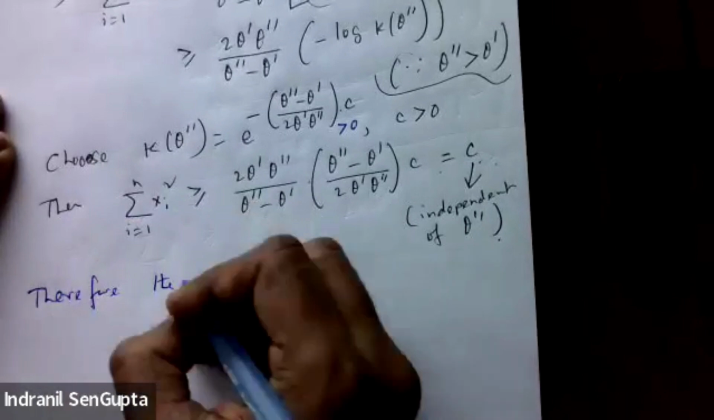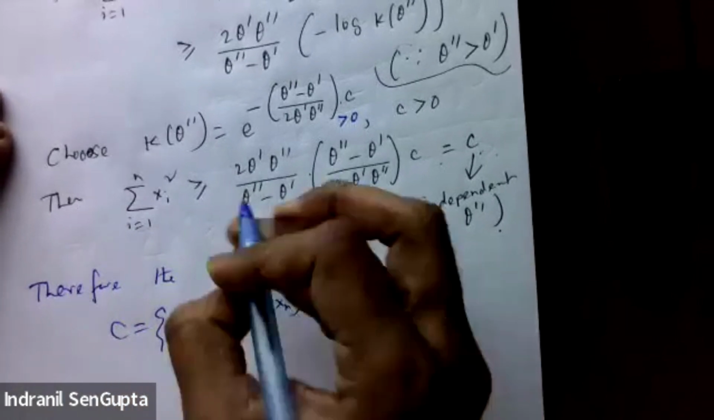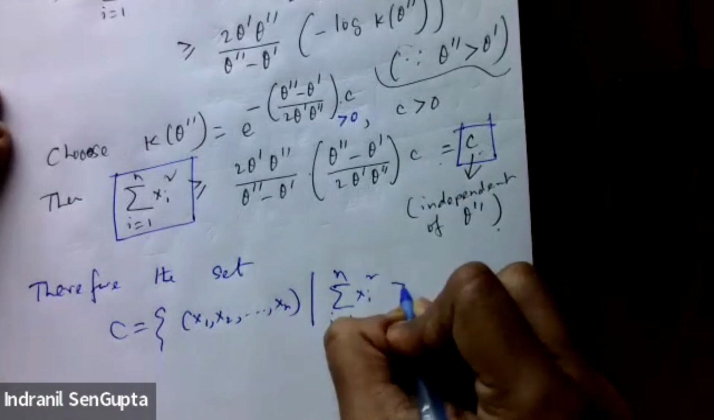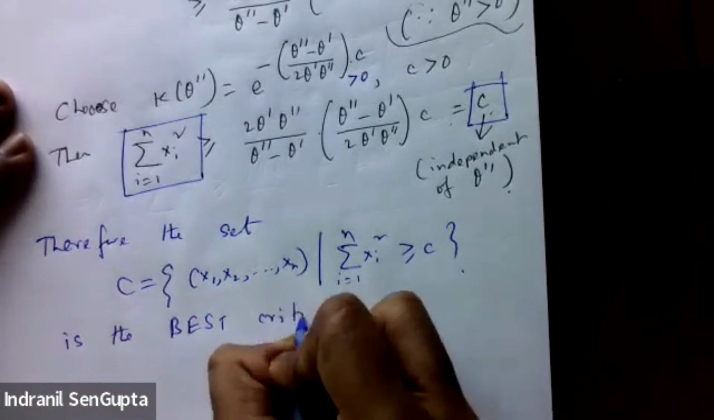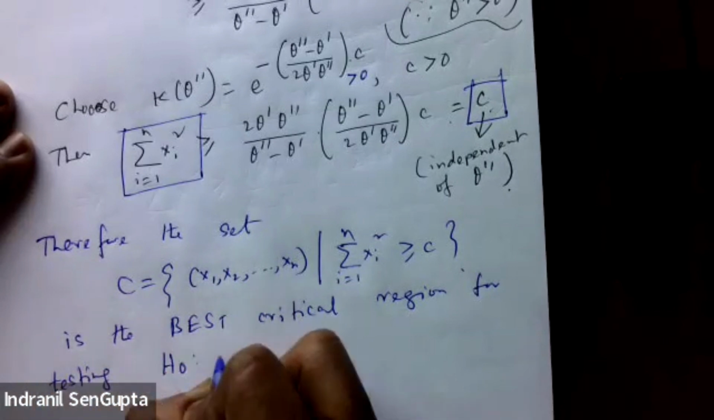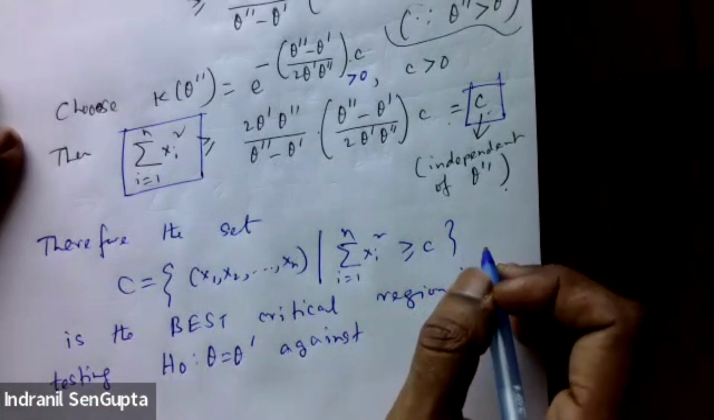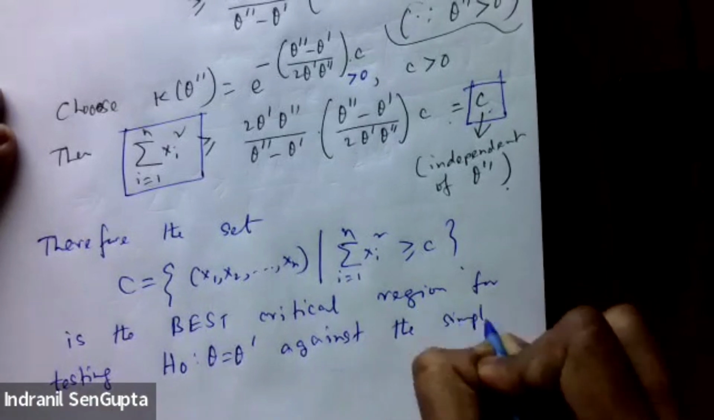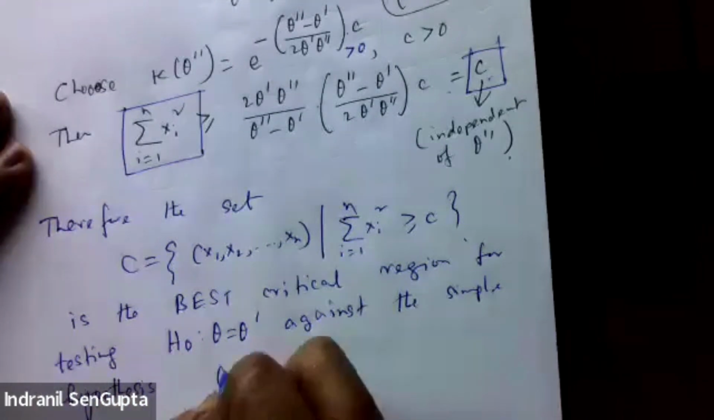So therefore, the set C, which is given by x1, x2, ..., xn such that the summation i from 1 to n of xi squared is bigger than C, is the best critical region for testing H0, the simple hypothesis, against the simple hypothesis theta equals theta double prime.